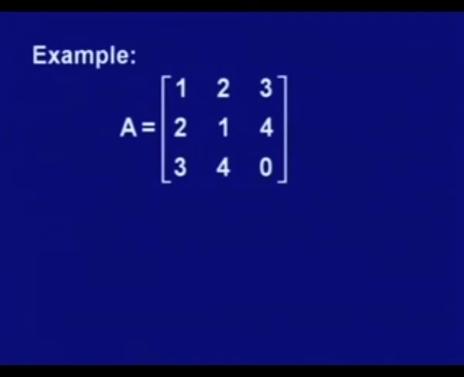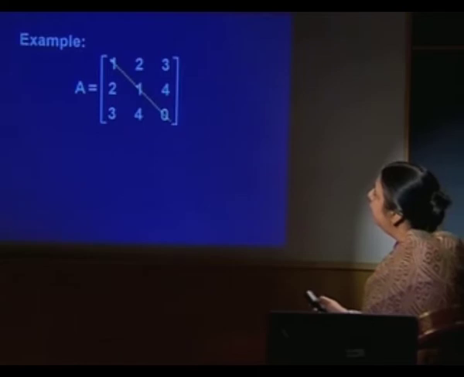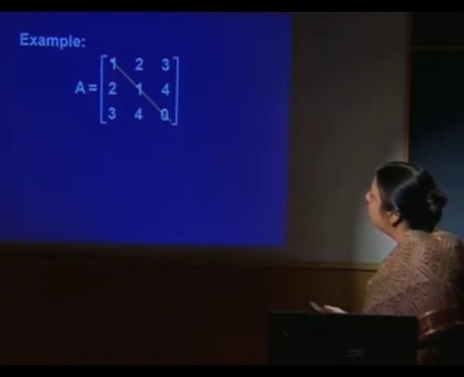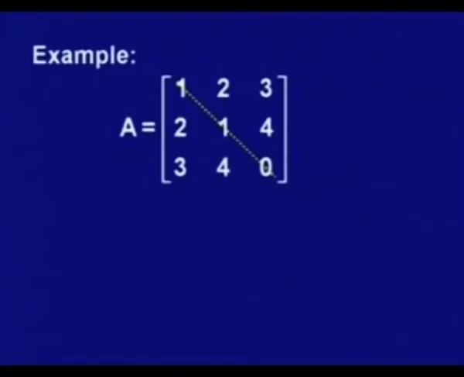This is an example, a 3 by 3 matrix. This matrix is a symmetric matrix. One can see that these are the diagonal elements, and the upper side is the mirror image of the lower side. Here we have 2, here also we have 2. This 3 is the same as this element, is the same as this element. So, this matrix happens to be a symmetric matrix. Here A_ij is equal to A_ji for all the elements.